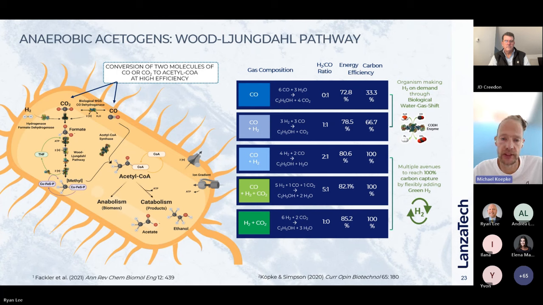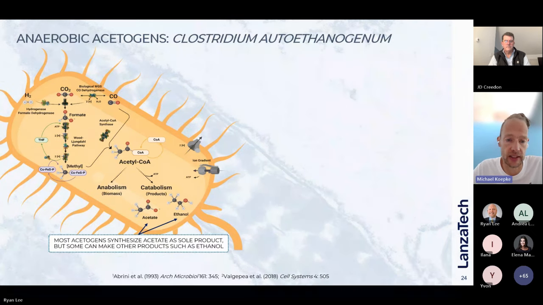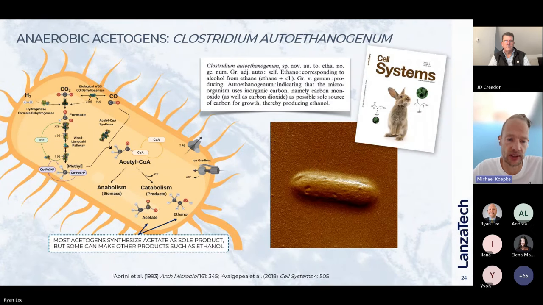And in particular, I think many of those industrial gases are still rich in CO, so you can make use of that as well. If you go to the next slide, I think most acetogens actually produce only acetate, but there are some acetogens that also make other products like, for example, ethanol. And for us, that was really important. I think having an organism that's, for one, industrially robust, but also naturally makes a product that's valuable.